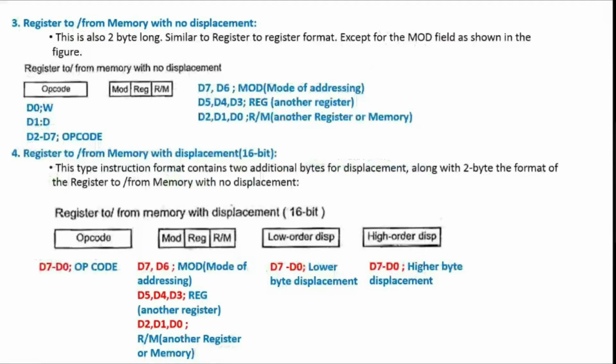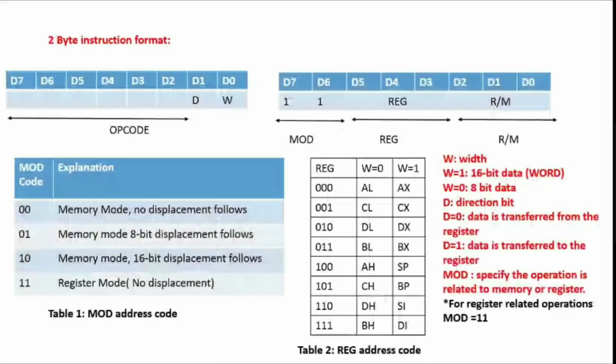The third type of instruction format is also 2 bytes long: register to/from memory with no displacement. That means I'm going to have a 2-byte instruction. The first byte will define the opcode, and the second byte will tell me MOD, REG, and register or memory addressing modes present in that particular byte of instruction. Here it is similar to the previous one we discussed, a 2-byte instruction, where the mode was specified as 11. Here the mode is specified as just MOD. So what are the different types of MOD possible? We have discussed this in this particular slide.